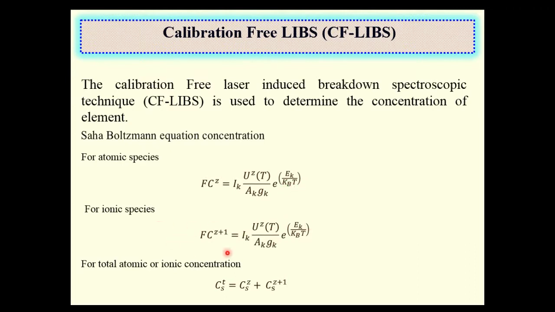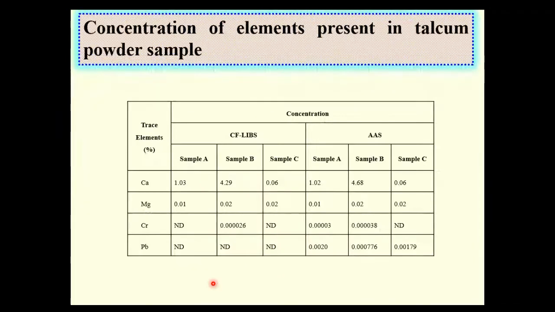And this equation is used for ionic species. So let's suppose you have both calcium I, that means neutral calcium, and calcium II, that means calcium ion. For neutral, you use this equation. For the ion, you use this equation. And finally, you just add both concentrations to find the total concentration of the element present in the sample. This is the concentration of elements present in a talcum powder sample.